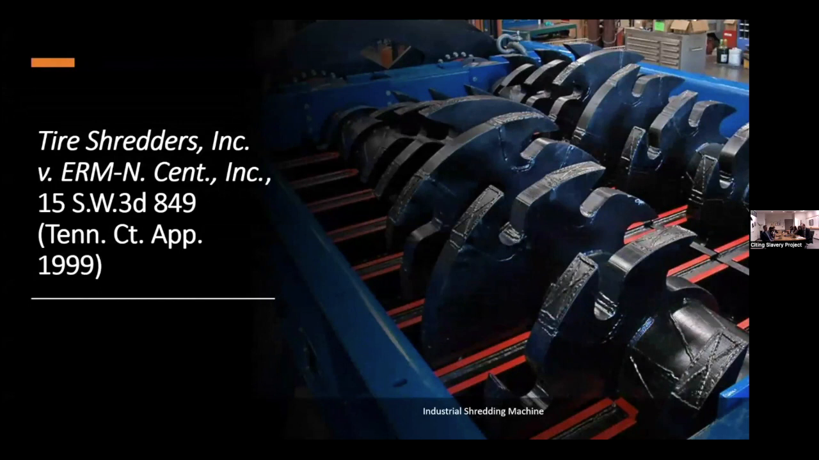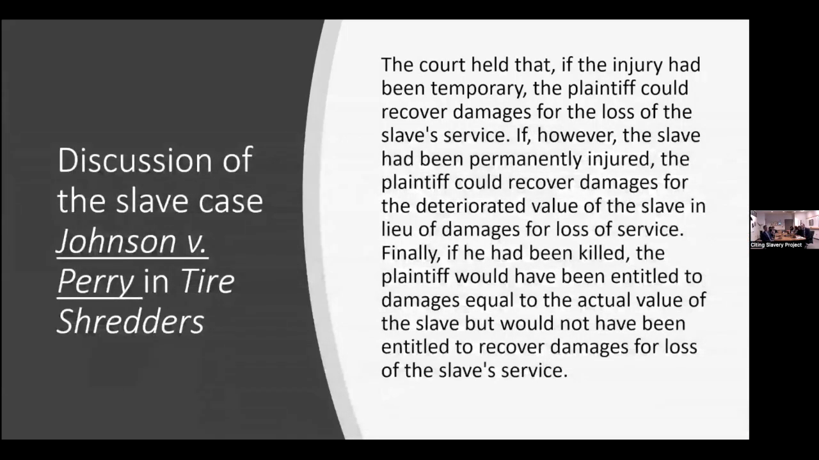The suit was brought after a fire destroyed a company's industrial shredding equipment, like the one pictured on the screen here. In coming to its decision, the court cited Johnson v. Perry, an 1841 Tennessee case involving an enslaved person, a man who himself was considered property. The court cited this case because it was the first judicial opinion to explain what damages were available for personal property in Tennessee. This slide reproduces a direct quote from the court's decision. It analyzes this case about damage to human property like any other case, no differently from the next citation, a case about damage to a car.